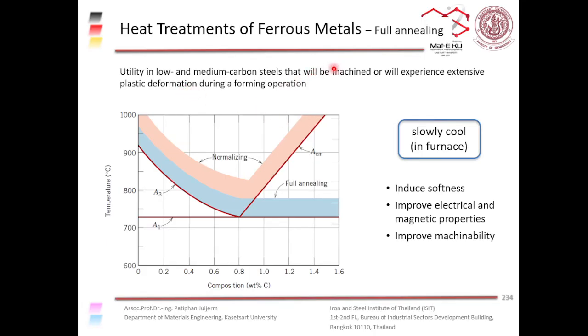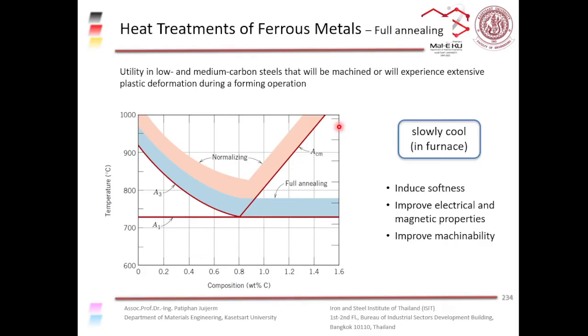So the full annealing process is used mainly for low and medium carbon steel, right? So you make it softer so that when you want to machine it or do some plastic deformation in terms of shaping process, you can do it much easier, right? Shaping or forming process like cold forging or rolling, etc.